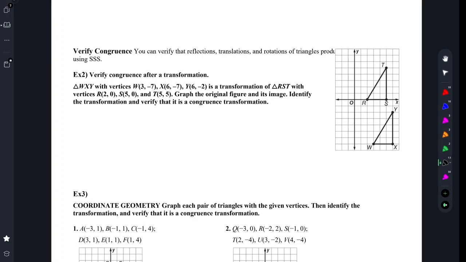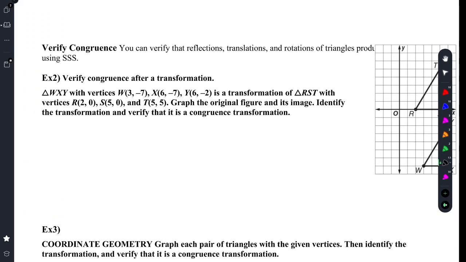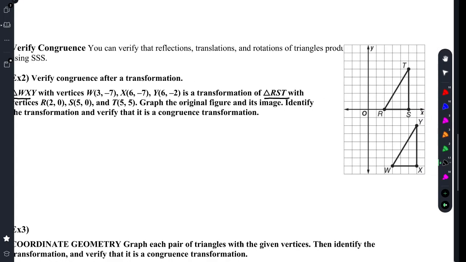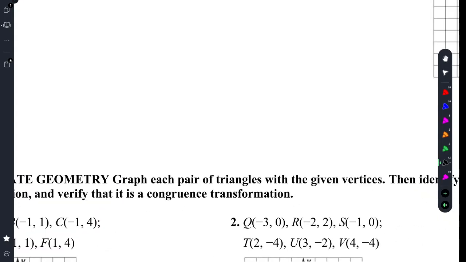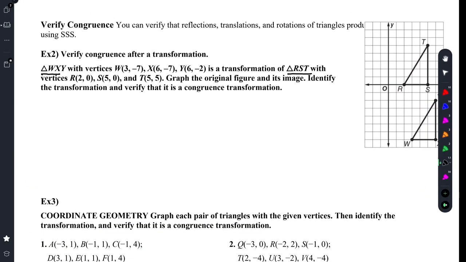Okay, so this is important. If they say this is a transformation of this, then that means that W goes with R, X goes with S, and Y goes with T. So W goes with, what did we say, R? S goes with what? Okay, so look for how they're congruent, because that'll help you tell sometimes if it's a rotation or a reflection.